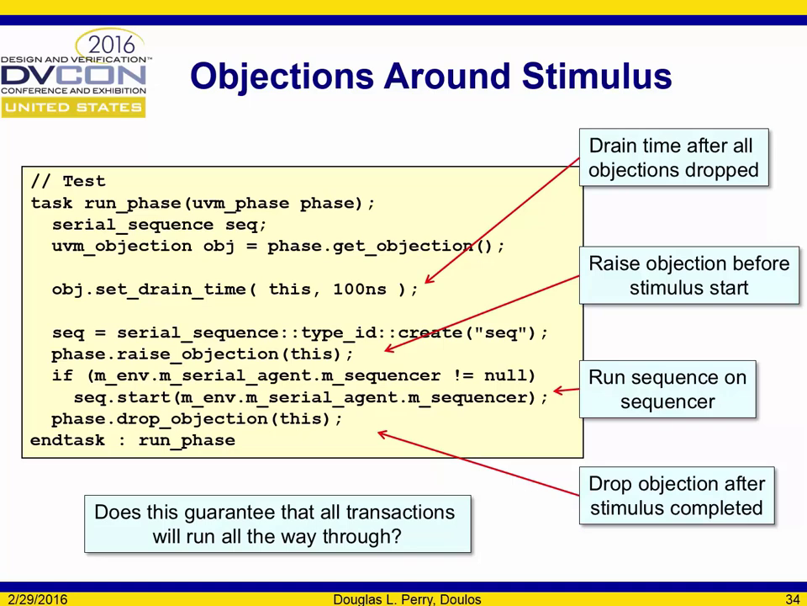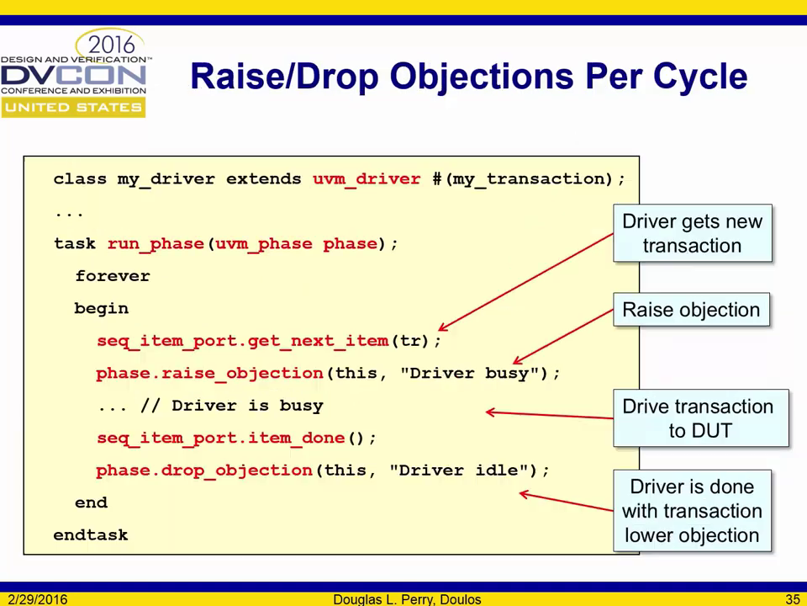Does this guarantee that they run all the way through? It doesn't, because you could still have an issue where a transaction doesn't make it all the way through. So the other thing you could do is, in the actual driver or monitor or whatever is accepting those transactions, say, hey, get my next transaction. Now I raise an objection in the driver itself, which is at the bottom of the tree, and we're not going to stop the simulation until the driver's actually done with the transaction.